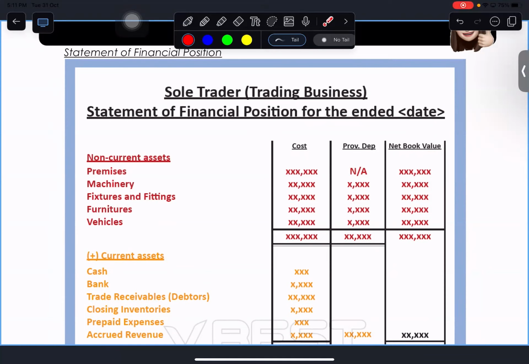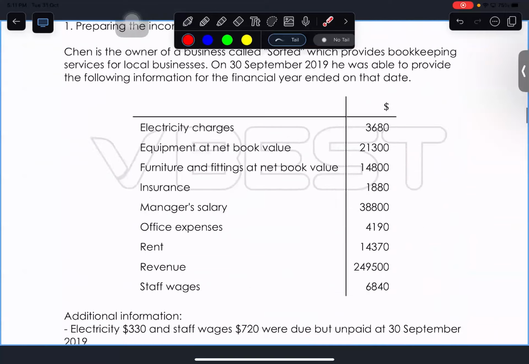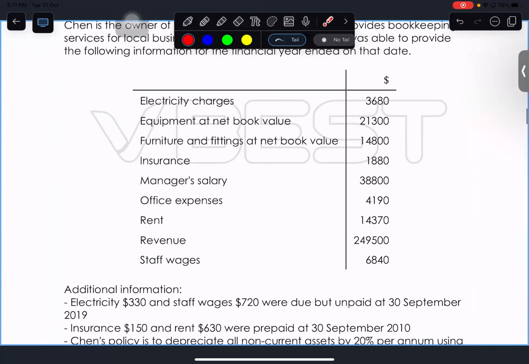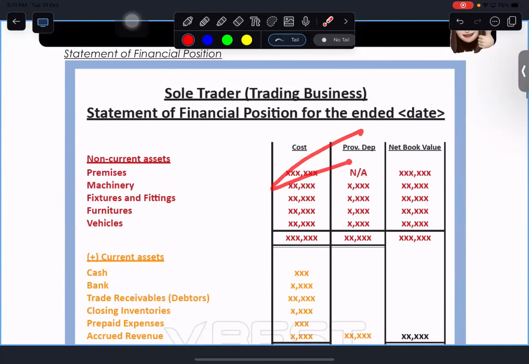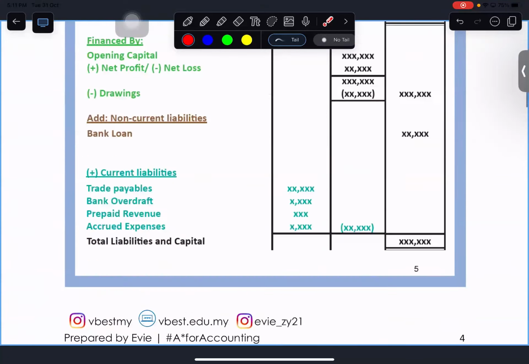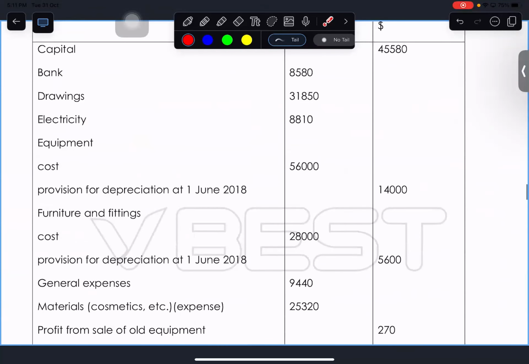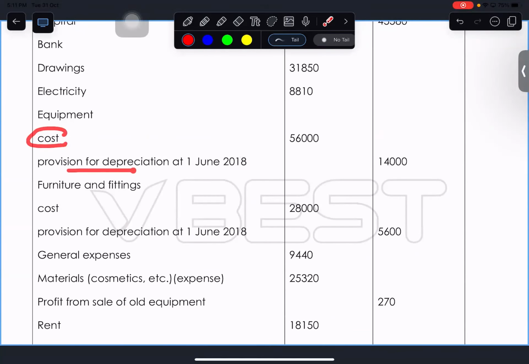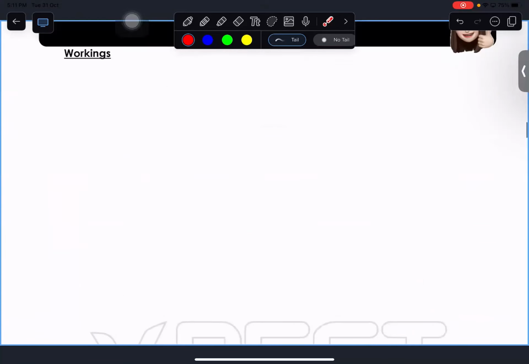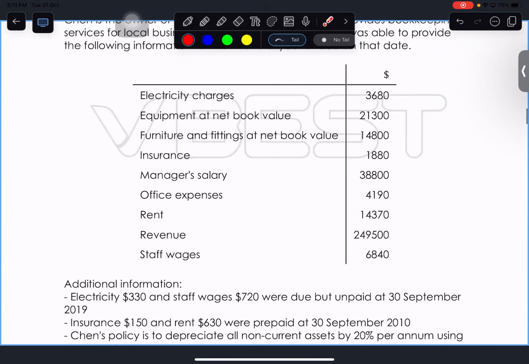Okay, so unless the question, they straight away give you net book value like this, then when you prepare the SOFP, no need to prepare 3 columns. You can just prepare 2 columns if they give you net book value. If they didn't, if they give you something like cost and provision, then you must prepare 3 columns. So this is the difference. Because some of the students see net book value, then they ask, I prepare 3 columns, how to write? Actually, you just prepare 2 columns.